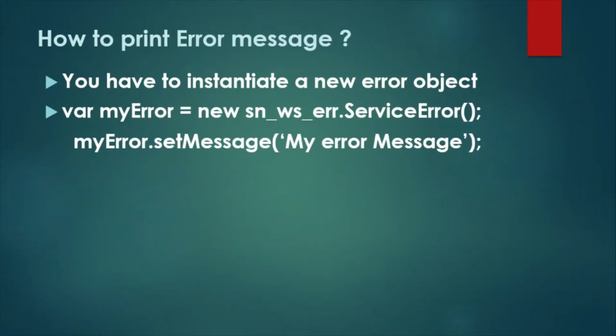So how to print an error message. You have to initiate a new error object. This is the syntax: var, and you can define the object as new sn_ws_err.ServiceError. So you have to initiate a new error object. It is already defined in our REST API. So you create an object of that class, and by referring to the object you are able to print the error message. So you can follow this syntax.